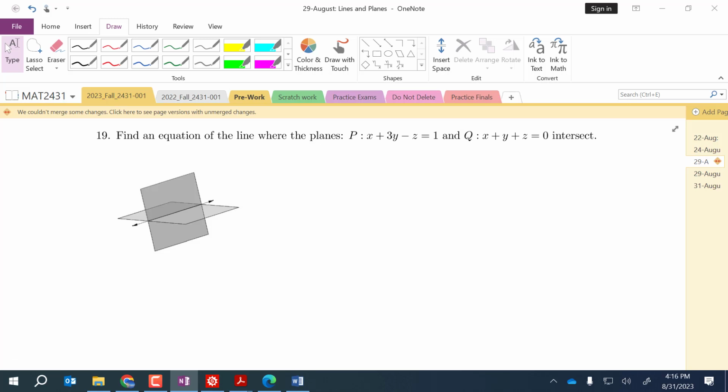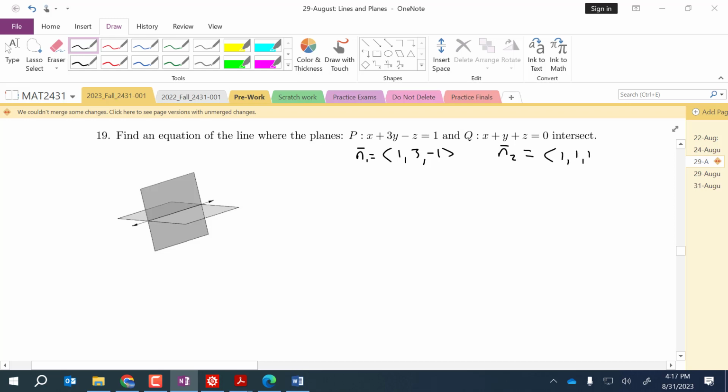How come? Because what's the normal vector of the first one? We can read it right off of the equation when it's in this algebraic form here. We can read the normal vector as 1, 3, -1, right? That's the normal vector. What's the normal vector of the second plane? Or I should say a normal vector. I'll be a little more careful. It's the vector 1, 1, 1.